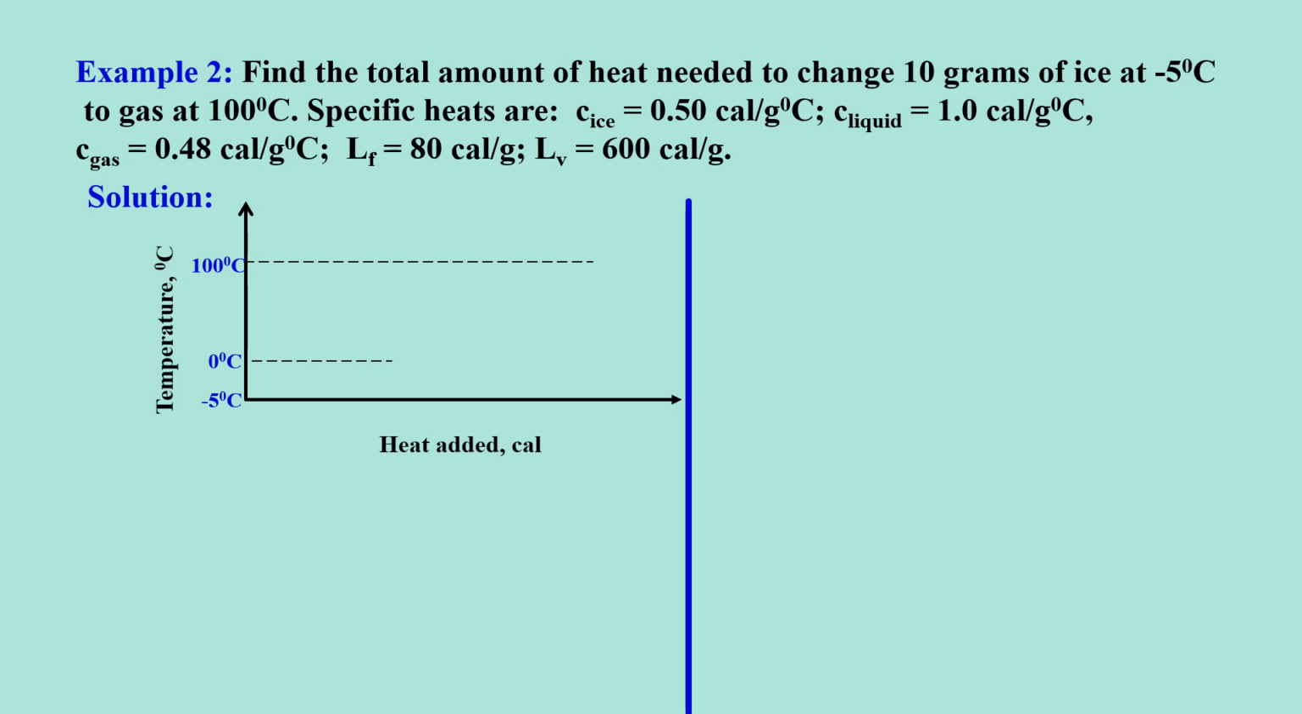So, our initial temperature is negative 5 degrees Celsius, and the final temperature is 100 degrees Celsius. So, our graph will only have minus 5 degrees Celsius, 0 degrees Celsius, and 100 degrees Celsius. From negative 5 to 0 degrees Celsius, we need this amount of heat, Q sub 1, which is given by M times C times delta T of ice. Substituting the values, we need 25 calories of heat.